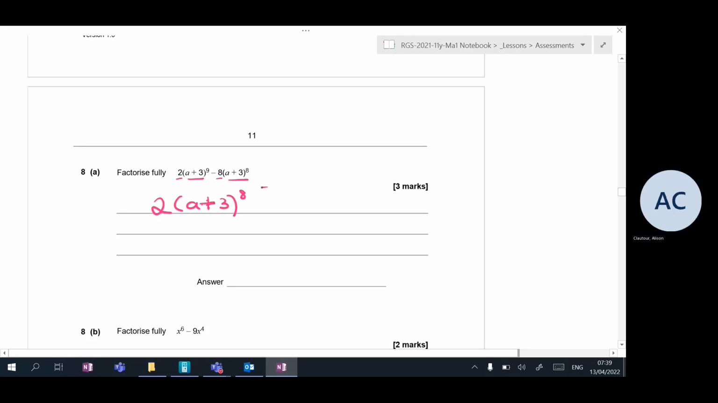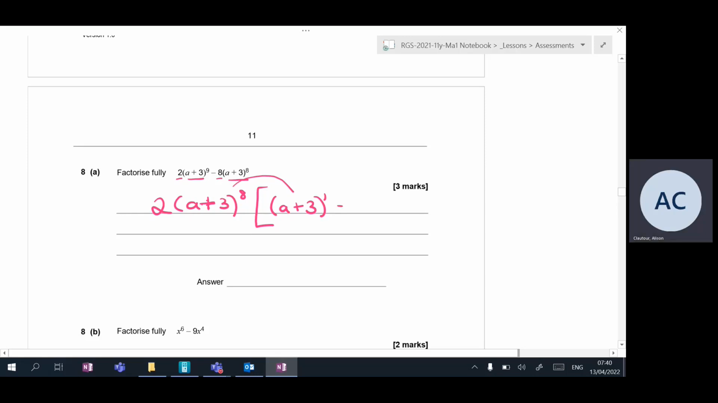Okay. So I'm going to put square brackets because it can be confusing having brackets outside of brackets. So when you think about what do I need to multiply 2a plus 3 to the power of 8 by to get to a plus 3 to the power of 9. So I need another a plus 3 to the power of 1. So when I multiply these two together, I'm going to get a plus 3 to the power of 9.